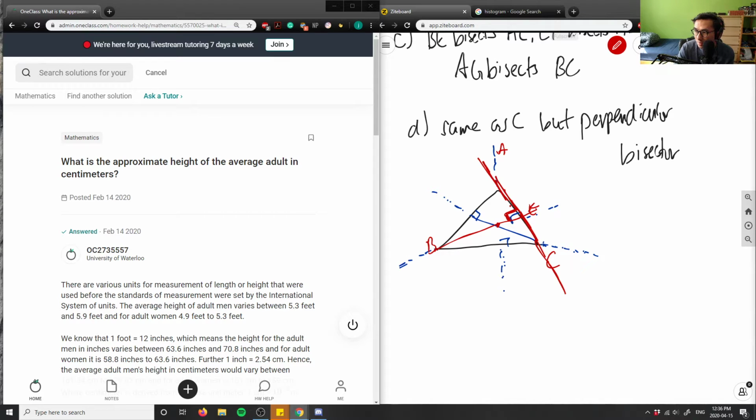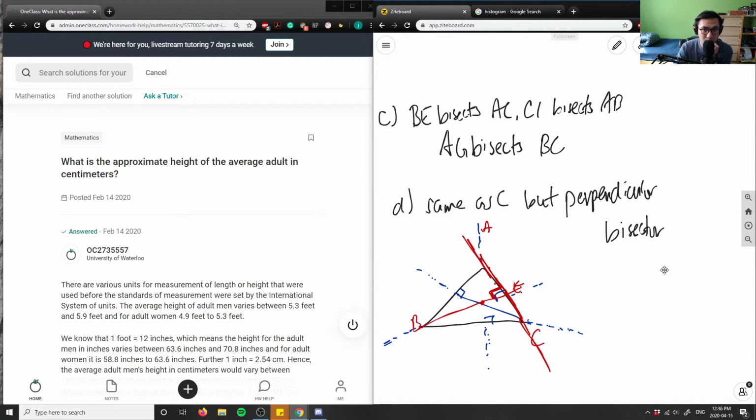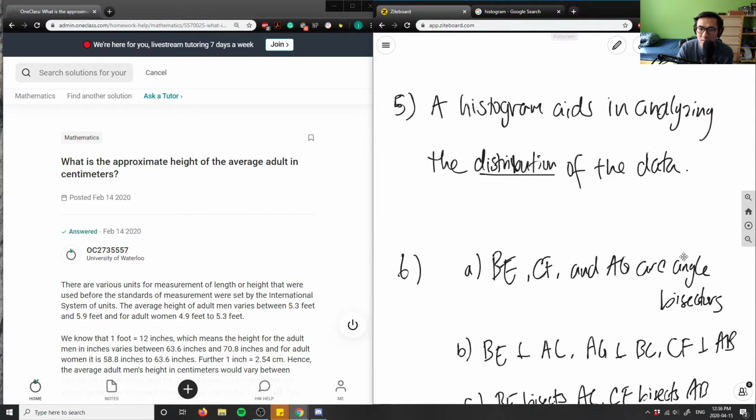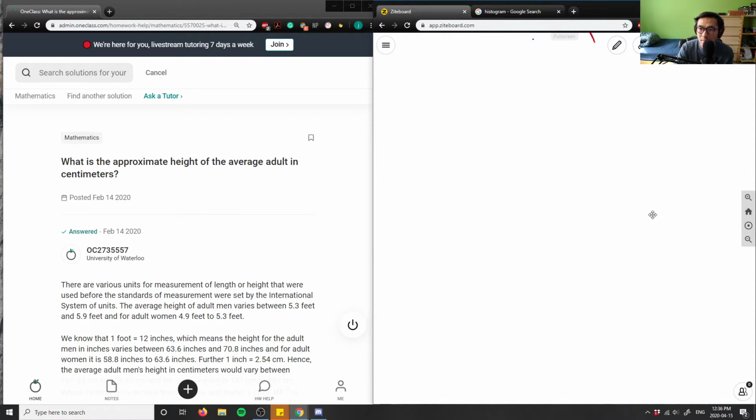And okay, so let's see where I am. Okay, so it says here, what is the approximate height of the average adult in centimeters? So what number was this? This here is 7 now. This here is, what an odd question. And I picked these because they're kind of pre-algebra questions. So maybe your classic grade 8, grade 9 questions here.